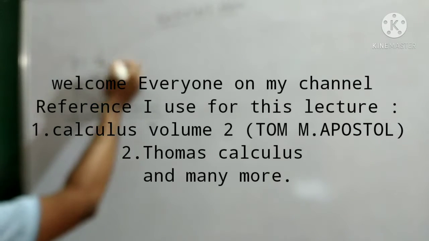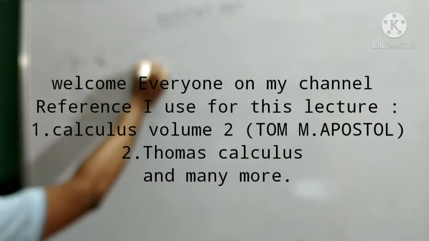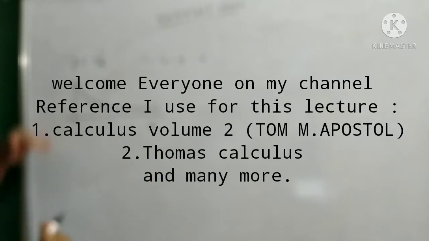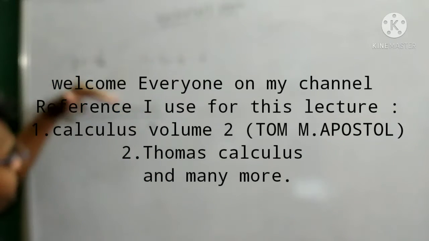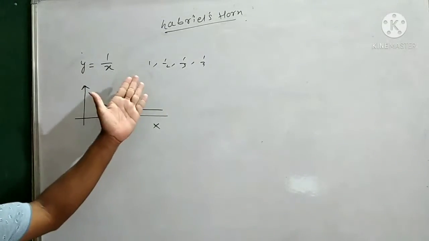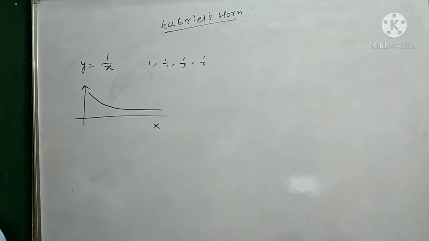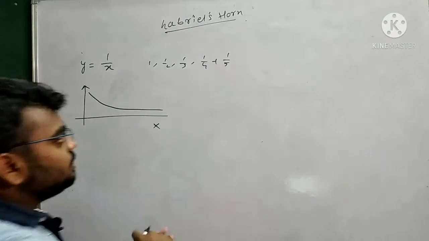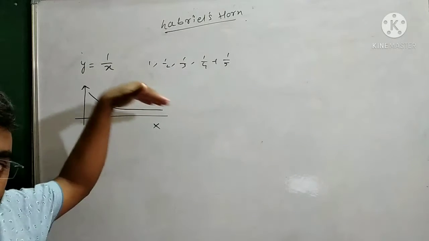If you put 1 here, then it will be 1, 1 by 2, 1 by 3, 1 by 4. This graph is actually decreasing in order. It is 1, 1 upon 2, 1 upon 3, 1 upon 4, 1 upon 5, in this way.